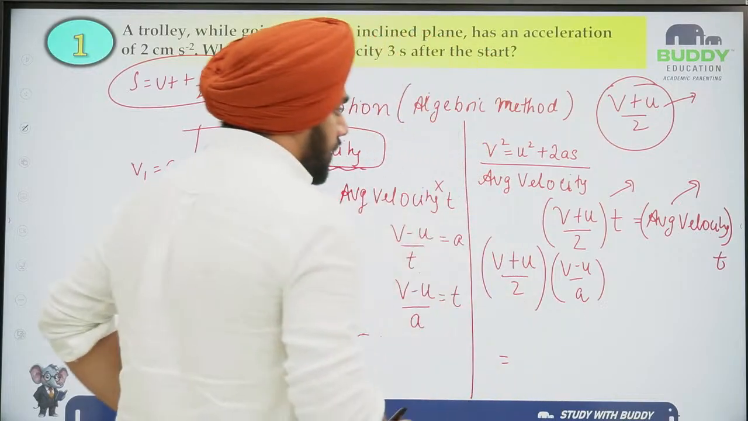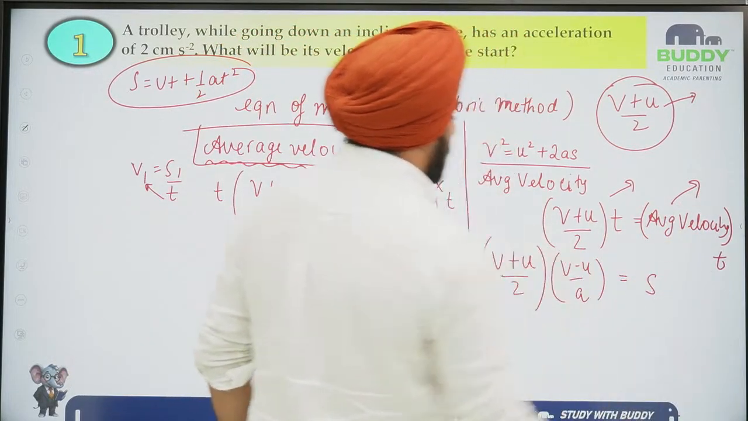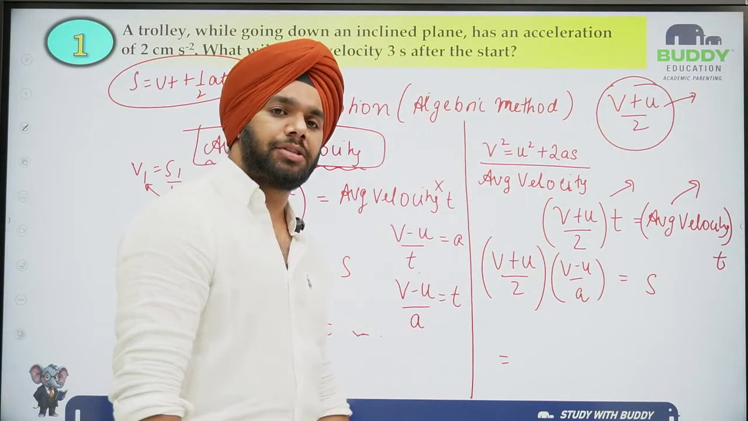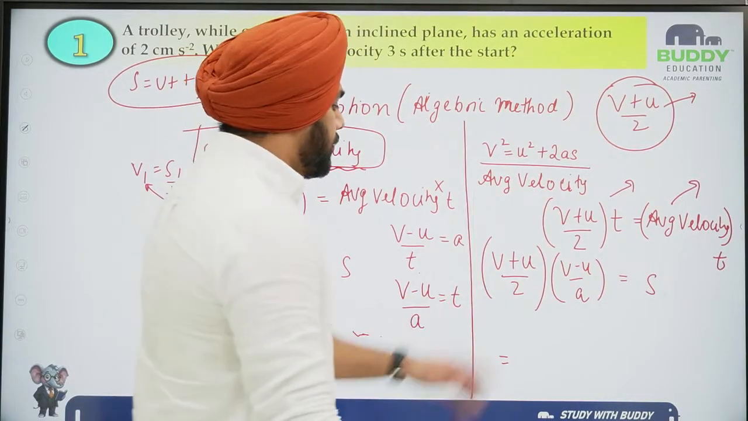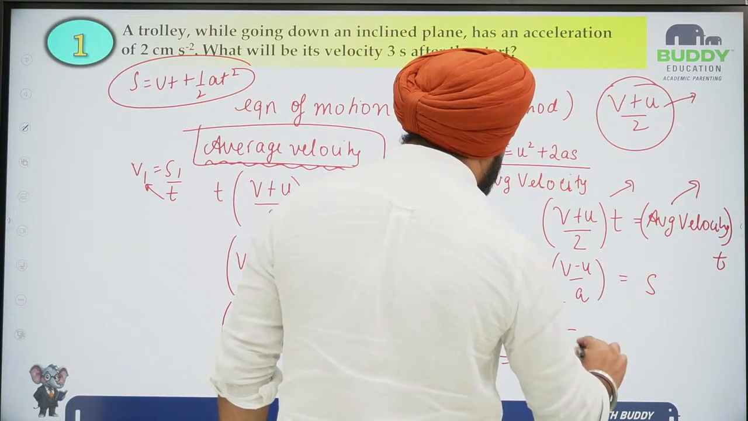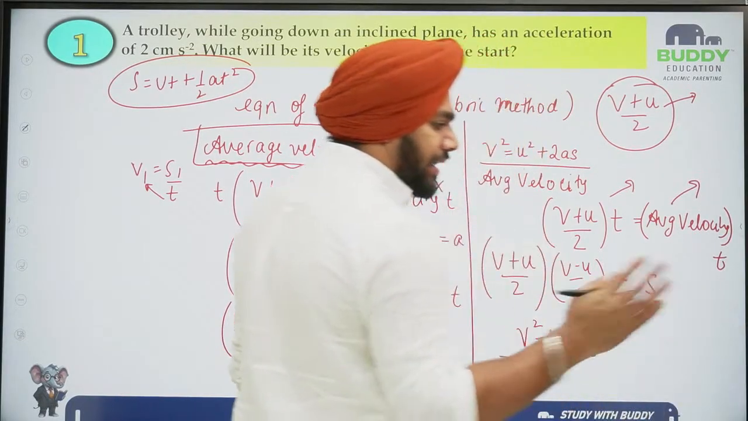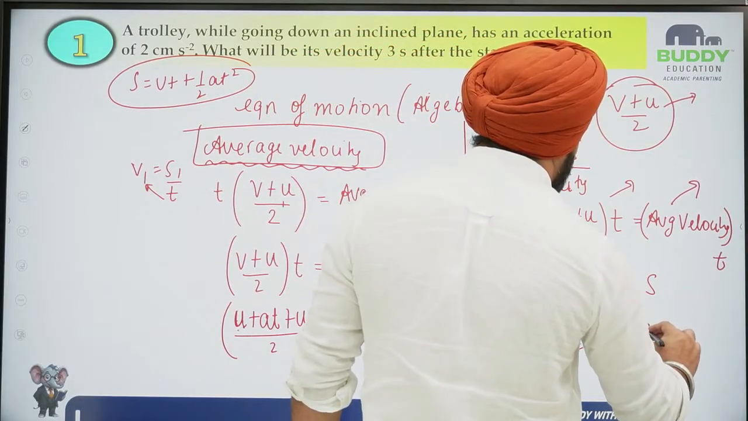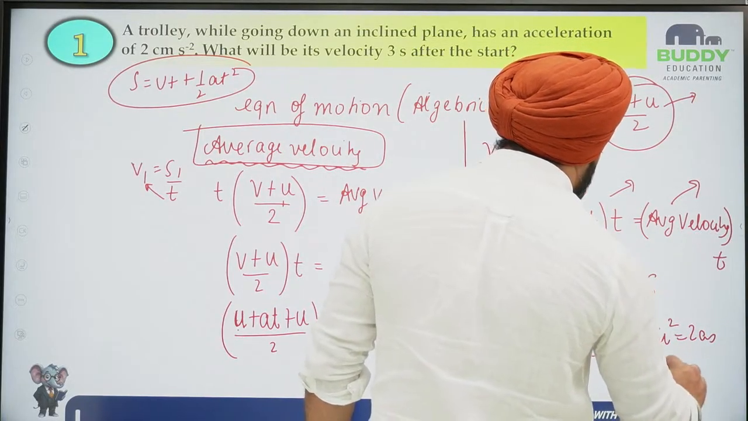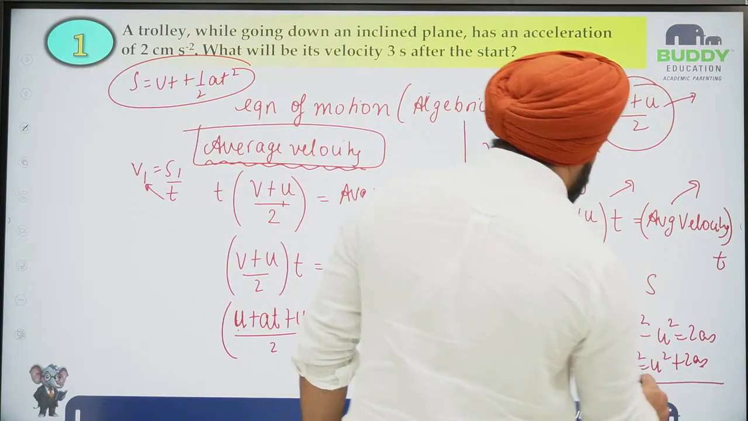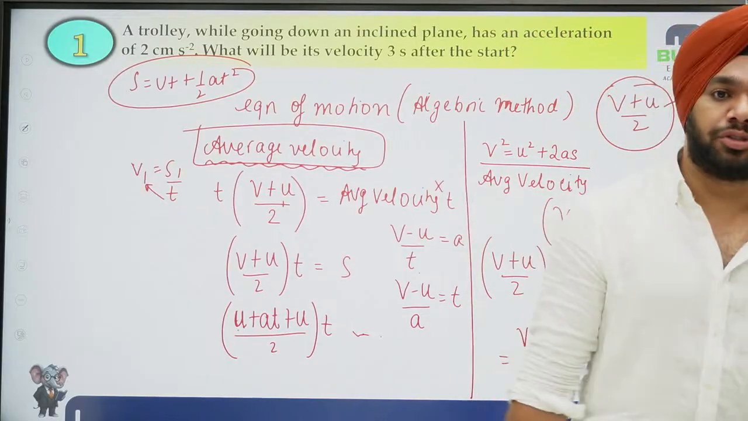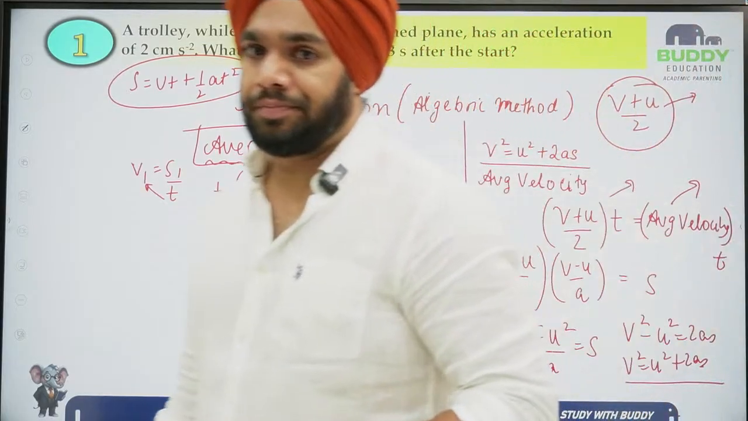Okay. So average velocity into time is anyways displacement. Again, use the mathematics: v plus u, v minus u, it will be v square minus u square, right, upon 2a. So v square minus u square upon 2a is equal to s. Now finally we got the third equation of motion, v square minus u square is equal to 2as, or v square is equal to u square plus 2as. Got my point?